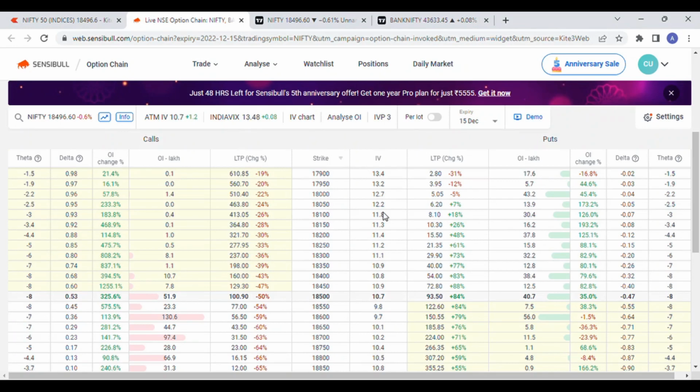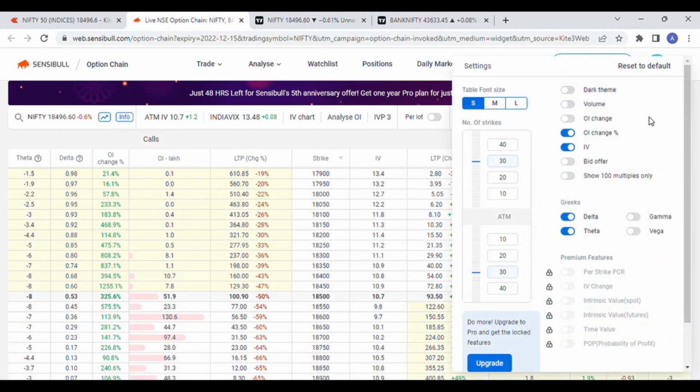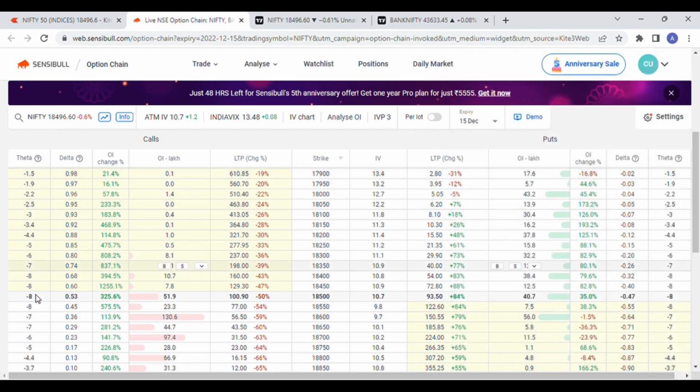This is our Nifty option chain data. Here, if you go to settings, you can see the Greeks. Since I am purely an option buyer, I have chosen only delta and theta; gamma and vega I have not activated, because I am into purely option buying. Here you can see theta, which is for the time decay, and delta, which gives the rate at which the option premium is going to change. So I will explain delta.